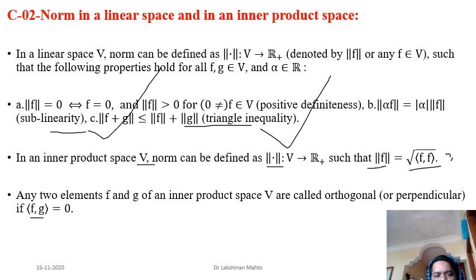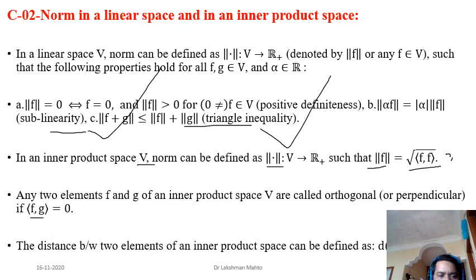And if you take any two vectors f and g, when will we call these two vectors orthogonal? If you find the inner product of these two vectors f and g, and that happens to be 0, then we say that f and g are orthogonal or perpendicular to each other. So it is just an extension of orthogonality in Euclidean space.